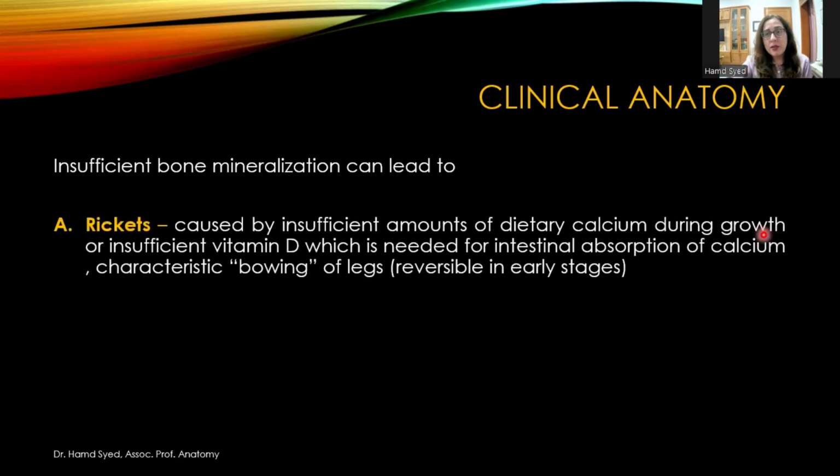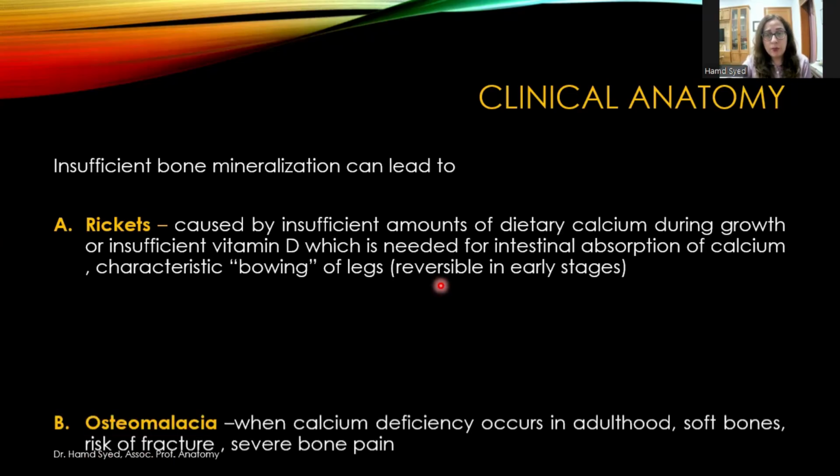as rickets. Rickets is a condition caused by insufficient amounts of dietary calcium during growth, that is in childhood, or insufficient vitamin D, which is needed for the intestinal absorption of calcium. And this causes a malformity in the bones of the legs, causing a characteristic bowing of the legs, and this is known as rickets. If it is occurring in the early stages and you are giving vitamin D and calcium to overcome the deficiency, then this condition is reversible.